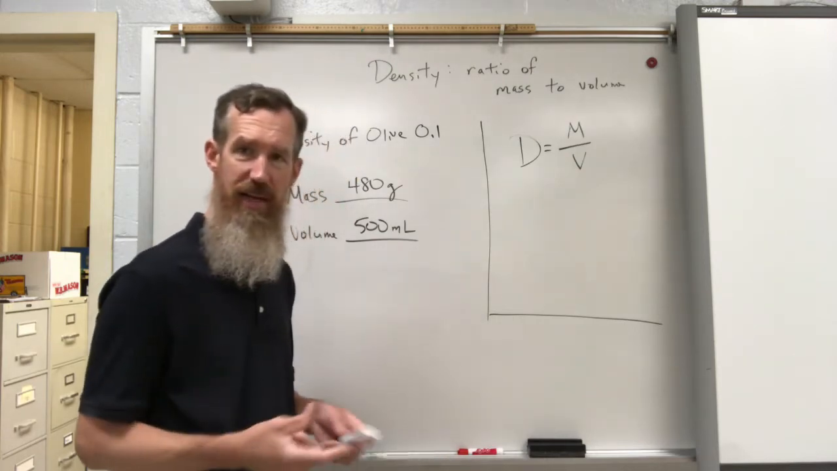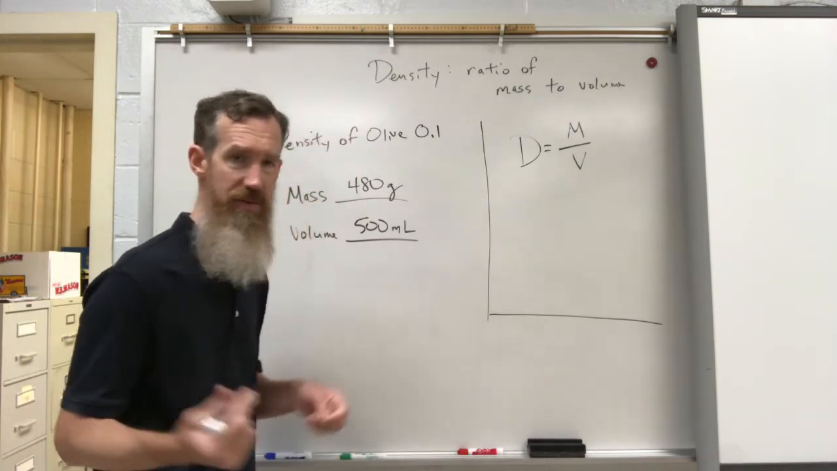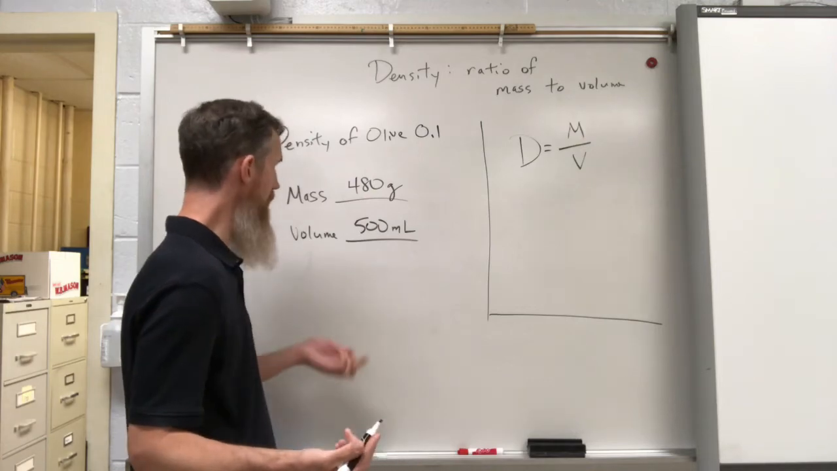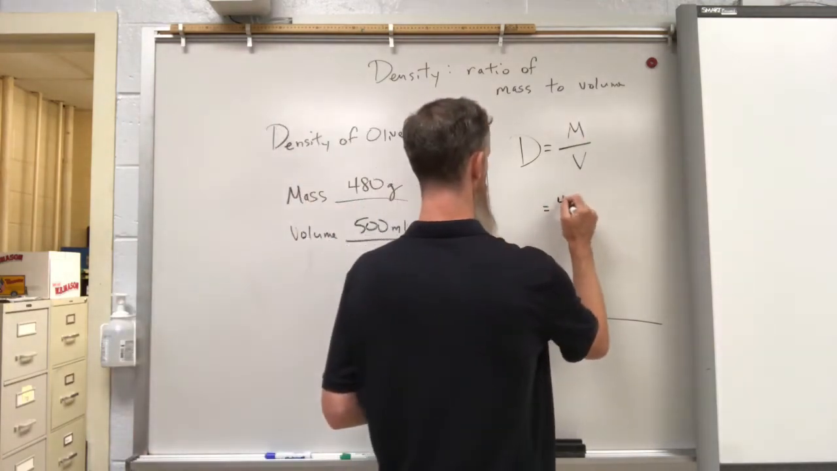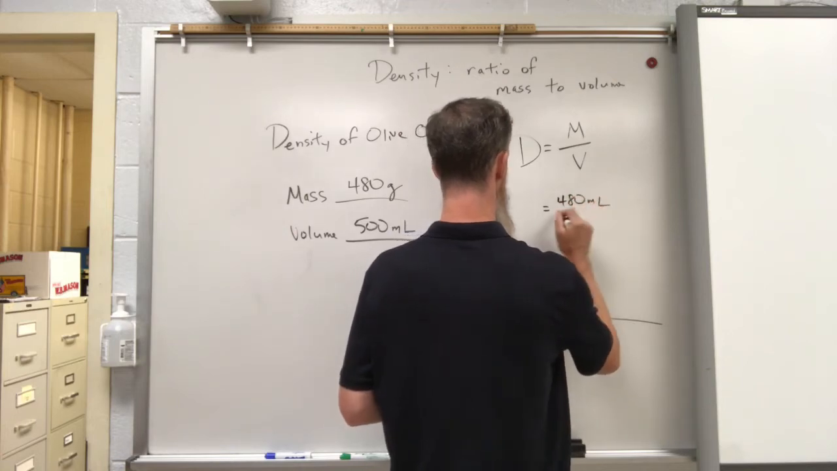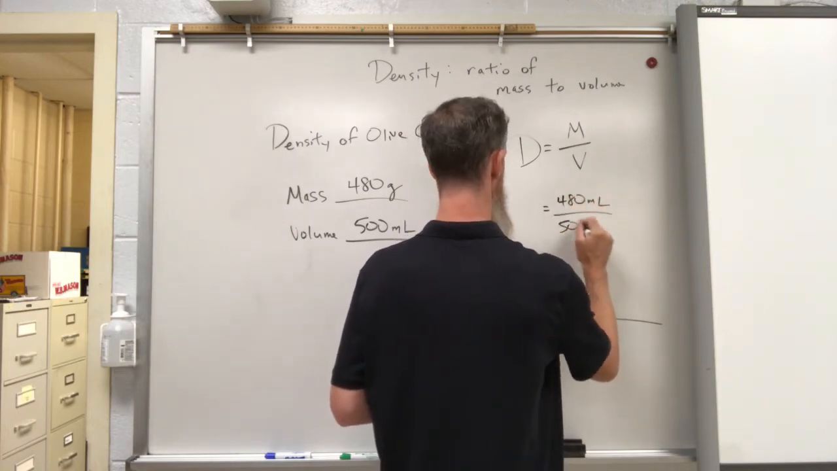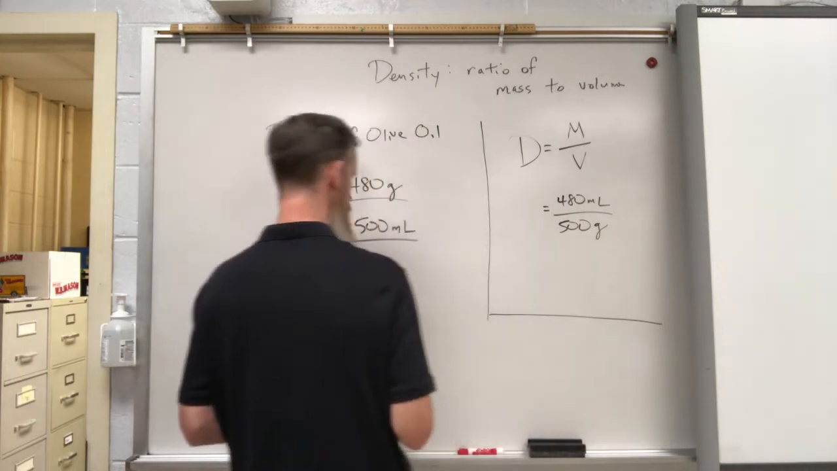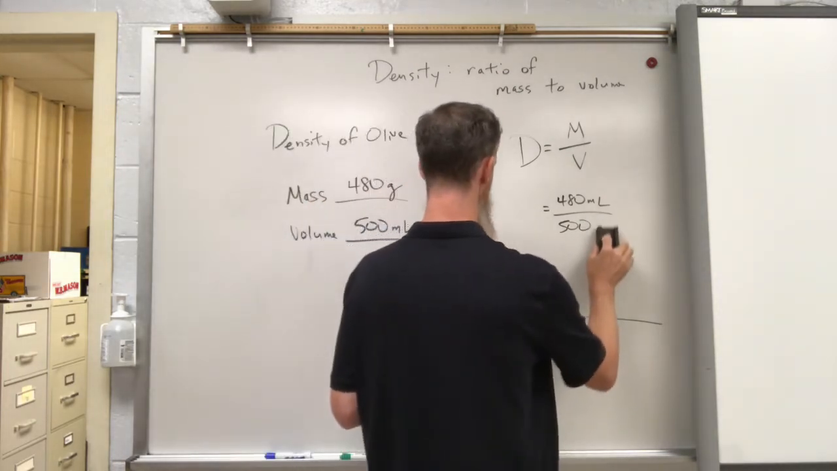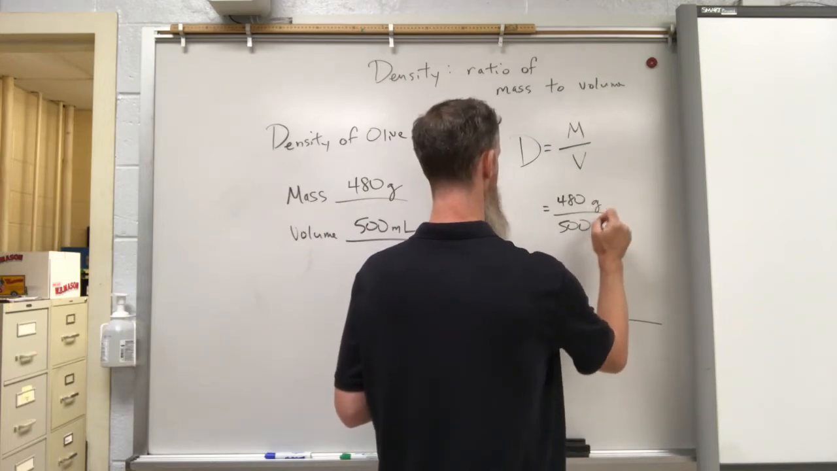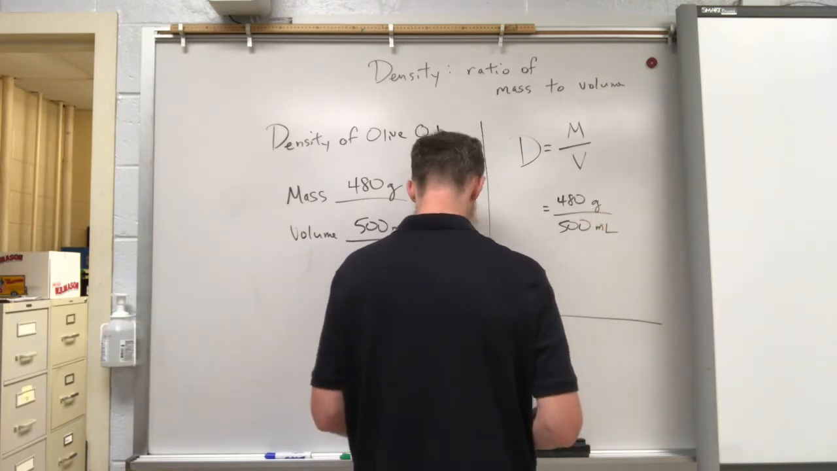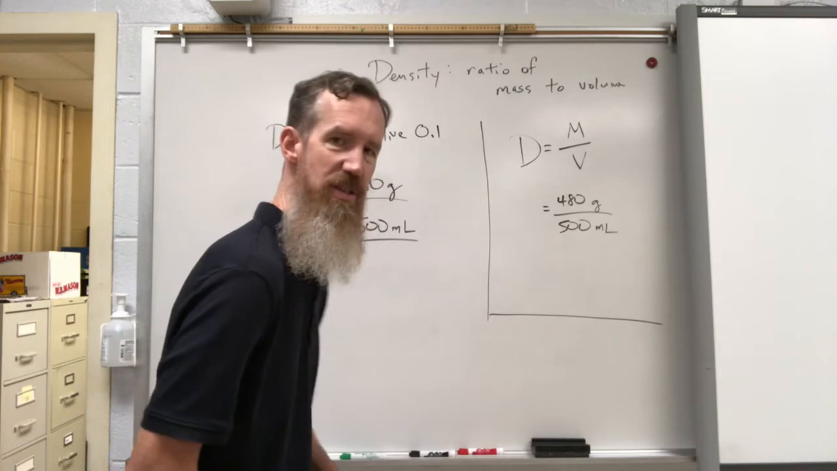And so density is pretty easy. This one's straightforward compared to the previous one because you have everything easily measured, easily found. 480 milliliters, 500 grams. What? Whoa! I don't know what I did there. I totally reversed it. 480 grams, 500 milliliters. And then you do the quick division.